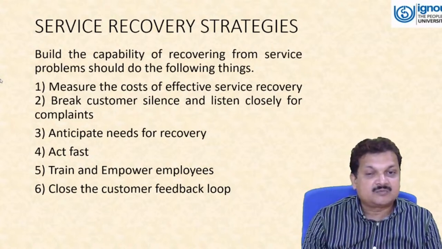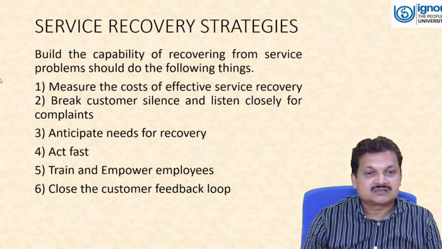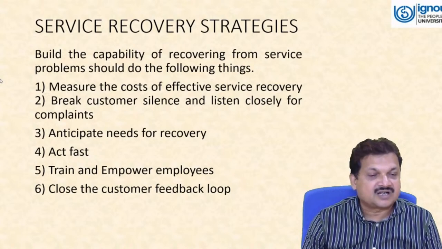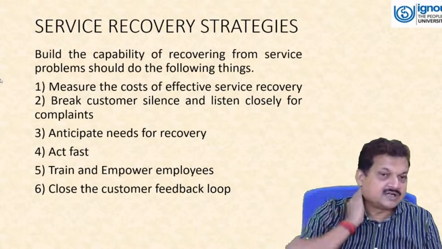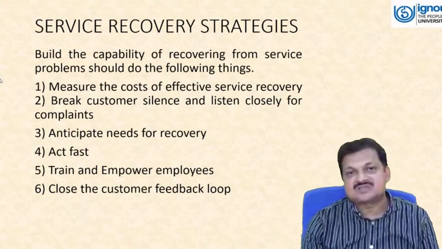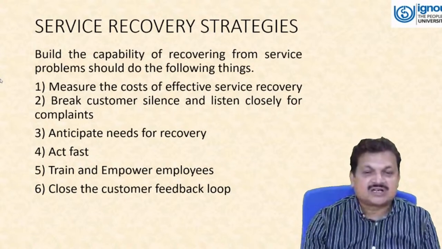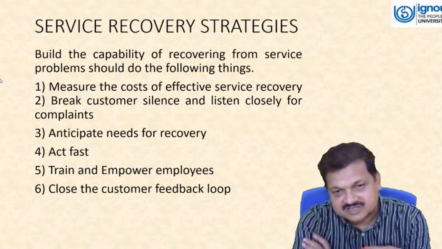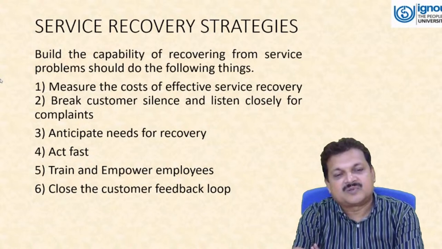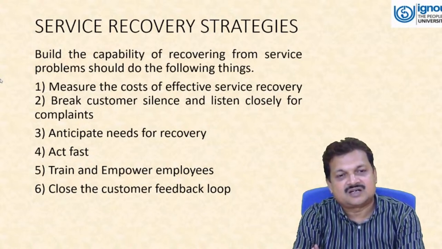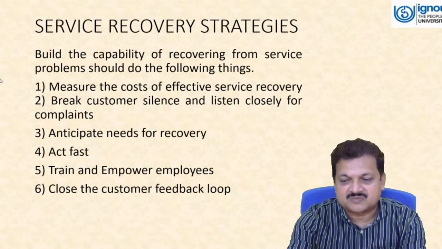Next comes train and empower employees. You will find that employees need to be trained properly by providing different kinds of equipment, and also how to deliver everything. Empowering employees means they have the decision-making power so that they can take decisions regarding that. Then close the customer feedback loop also. Never try to maintain a bigger loop. A feedback loop should be a shorter one, meaning the number of questions you are asking will be fewer, so that people can give their feedback very soon, and the employees will work very well on the basis of that.